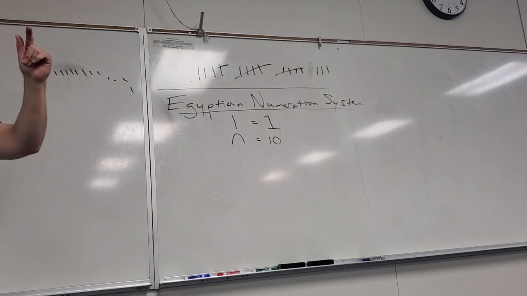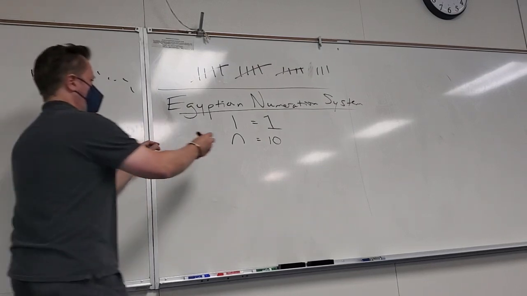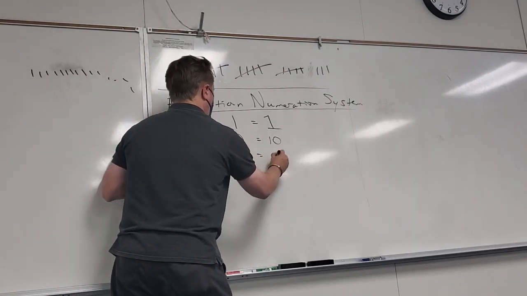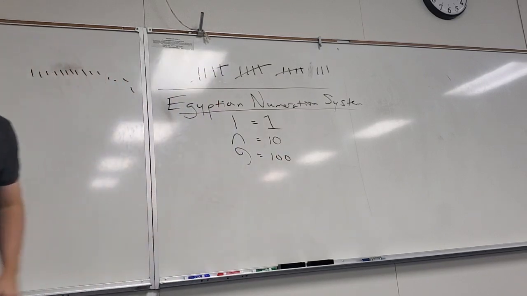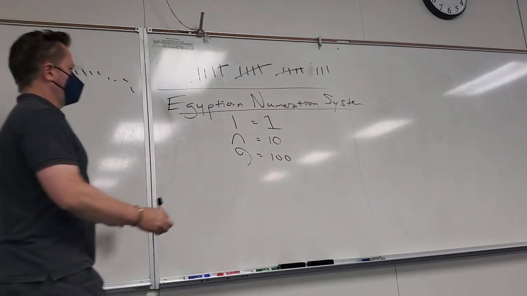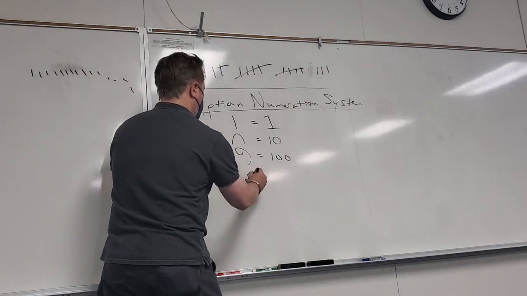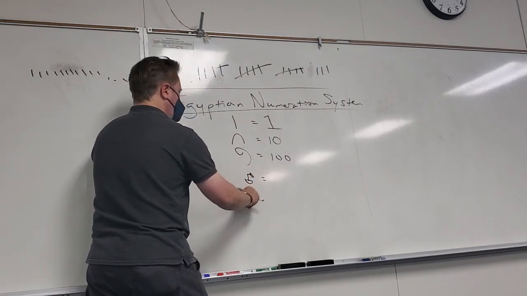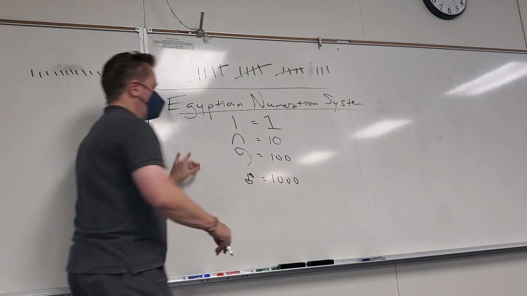You know what this is, Jeff. Is it a scroll? I think it is. Scroll, yes, is 100. And then I think, let me make sure, a lotus flower is 1,000.